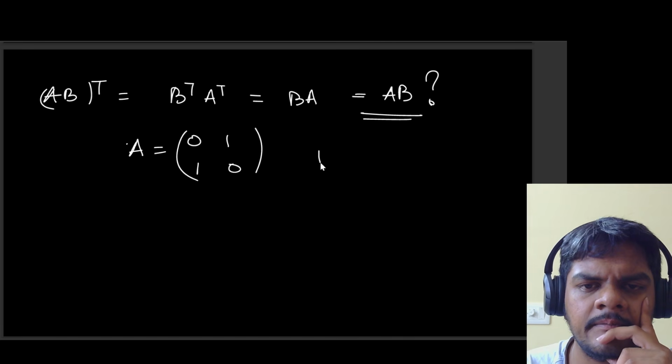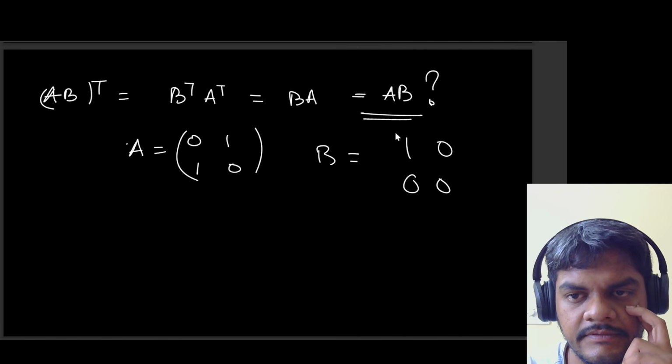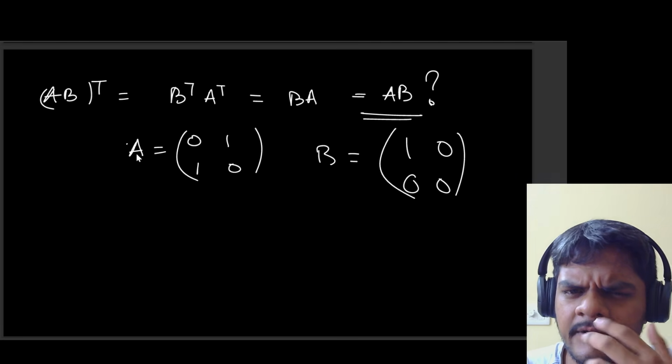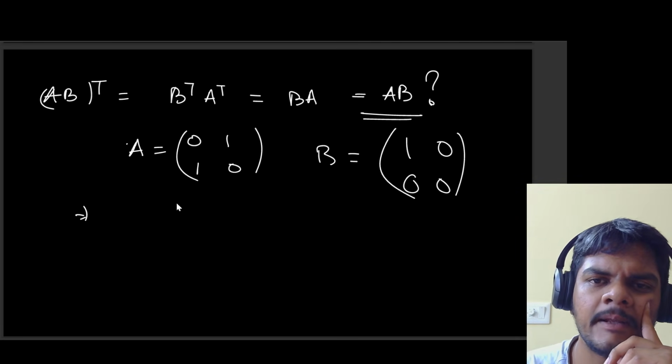And if I take B to be 1 0 0 0, do you see that both are symmetric? If you take the transpose, you'll get the same. Okay. And what does that mean?